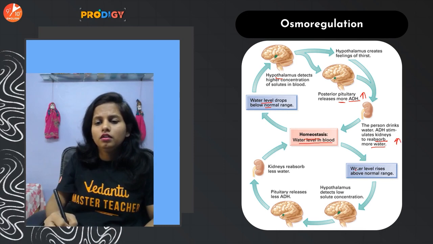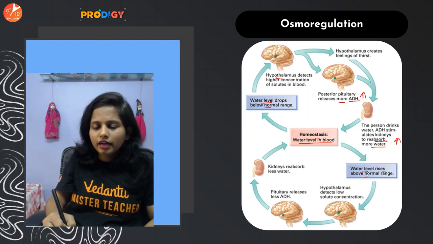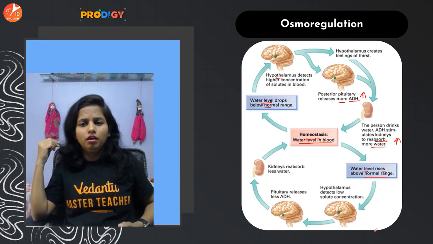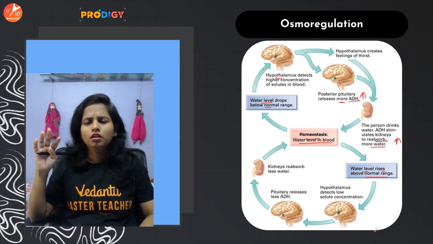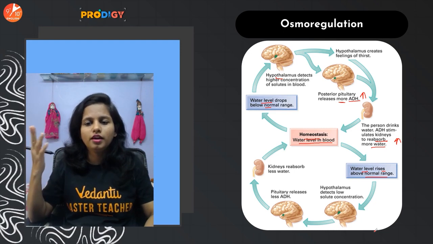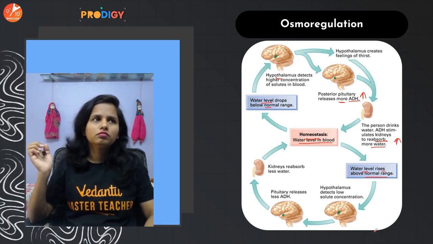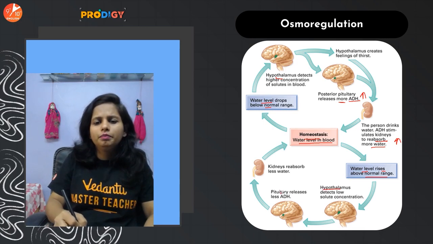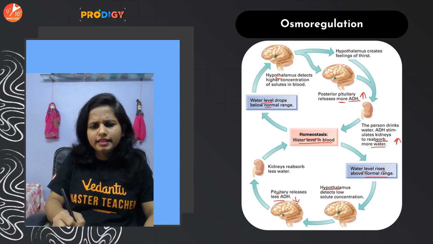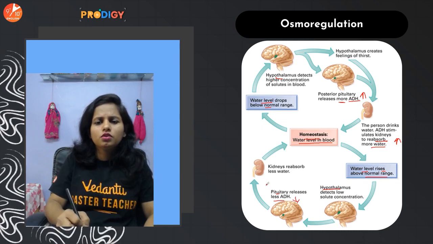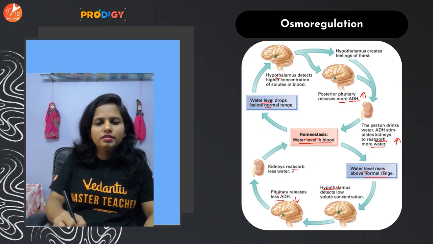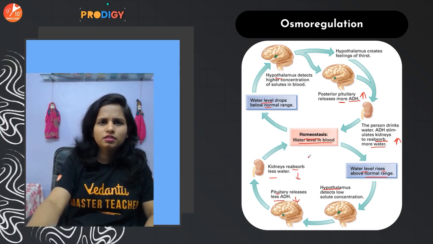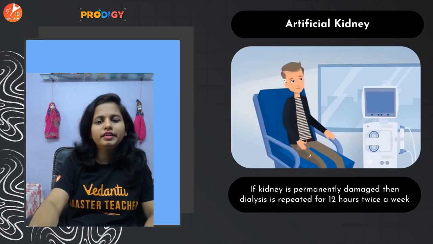If the water level rises above the normal range, meaning there is too much water, then the hypothalamus will trigger the pituitary to produce less ADH. Less ADH means the kidneys reabsorb less water, which means more urine. And then again the water will be balanced. So this is how osmoregulation takes place.